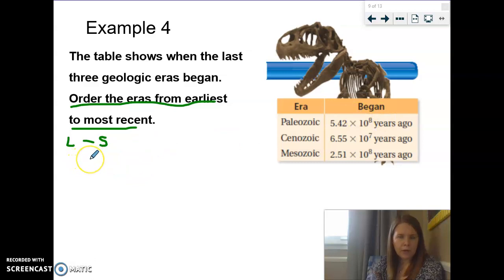So if I'm going to start with Paleozoic, so let's start with P, Paleozoic. I would start by writing this out, 0.452, and I'm going to move it 8 decimal places to the right. So 1, 2, 3, 4, 5, 6, 7, 8. So it looks like I'm adding in 1, 2, 3, 4, 5, 6 zeros. So when I rewrite this, I would have 5, 4, 2 with 6 zeros.